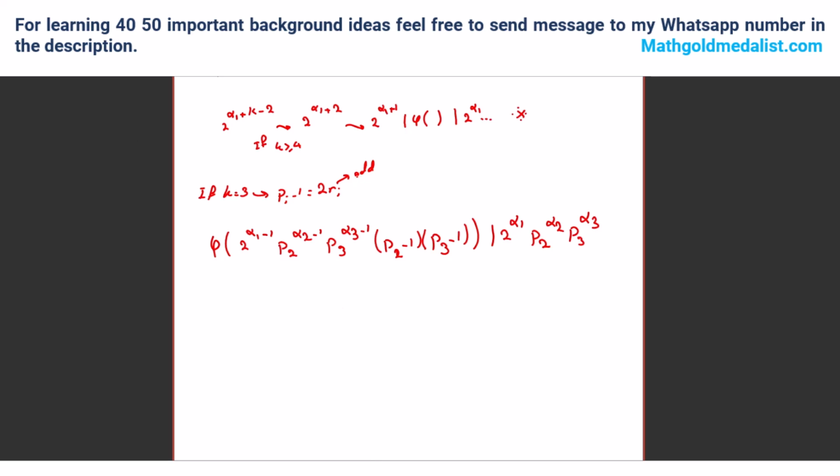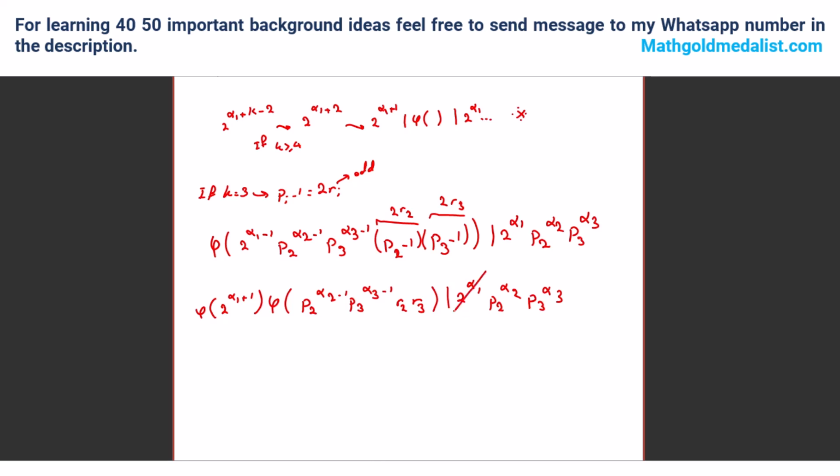So look, you can consider: we said this one is 2R2, right? This one is 2R3, right? So do you agree we can say it is equal to phi of 2 to the alpha 1 plus 1 times phi of p2 alpha 2 minus 1, p3 alpha 3 minus 1, r2 r3 divides 2 to the alpha 1? And this is agreed? We can cancel these two things, right?